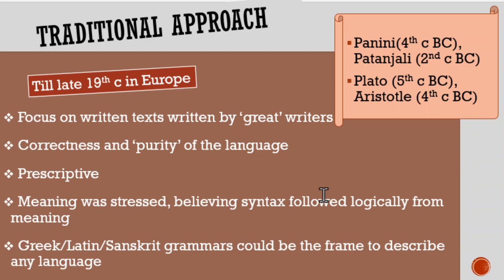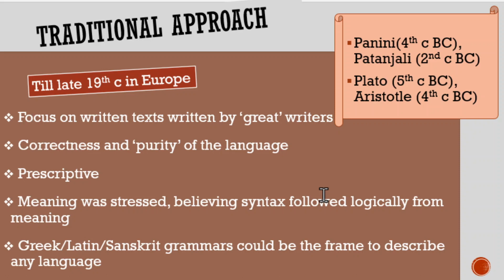So they insisted a lot on correctness and the purity of language. And in their approach, in their grammars, they were very prescriptive. They would lay down rules and say, this is how language should be. And their grammars contained a lot of prescriptive rules. And it should be remembered that even as the prescriptive rules were being written down, the ordinary people were speaking language in such a way that many of these rules were violated. So that is one thing we need to remember when we look at prescriptive grammar.